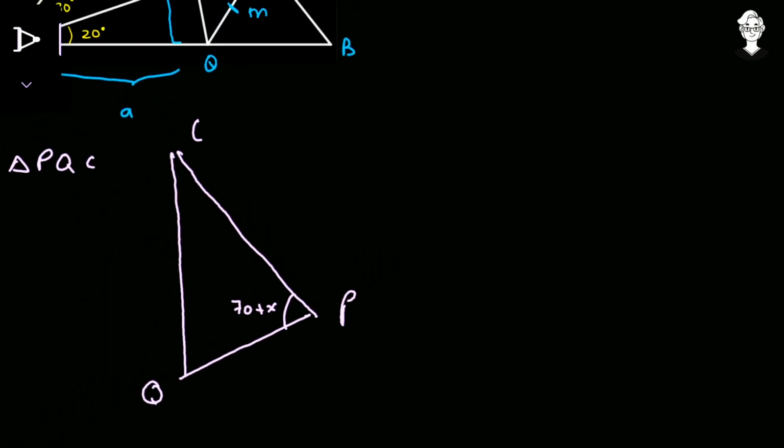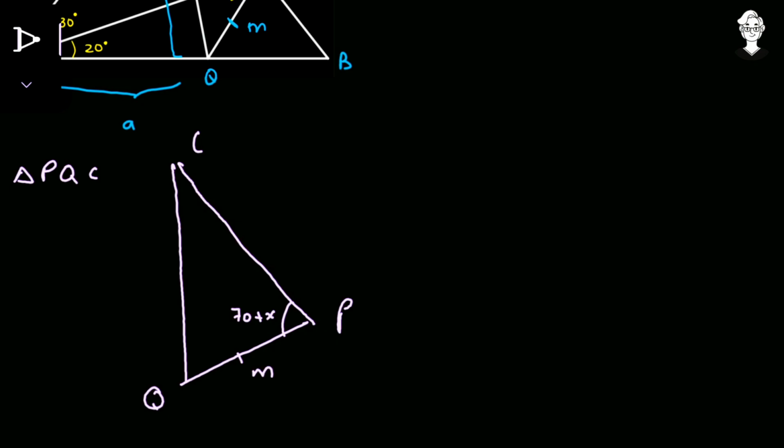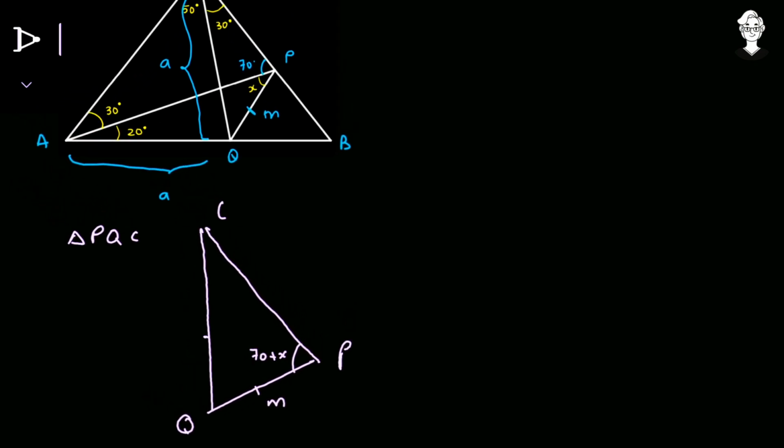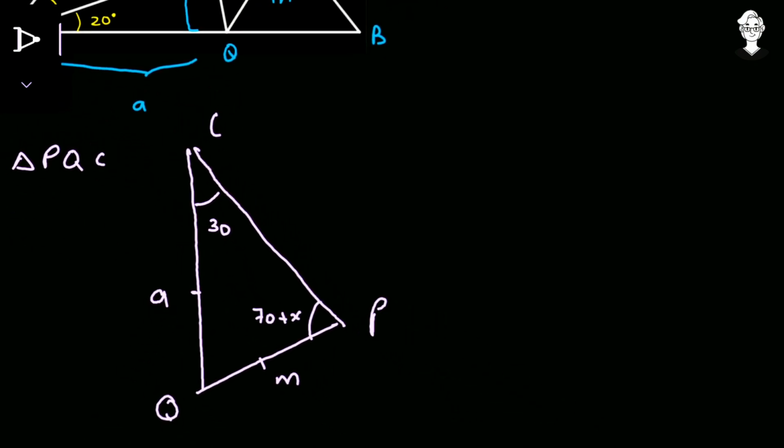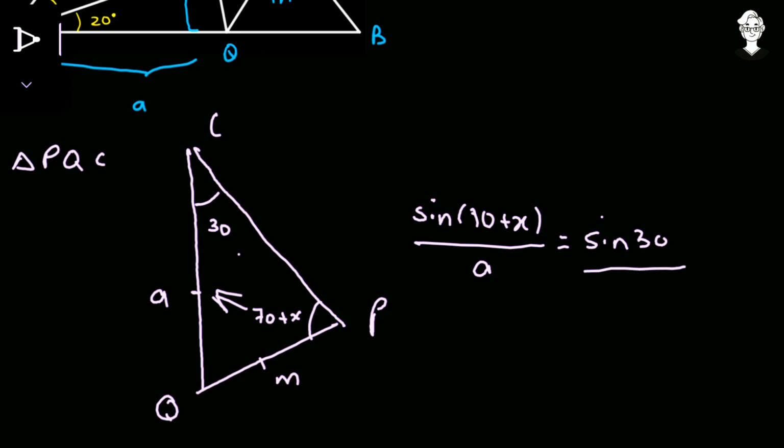Yes, PQ we have marked with a length equal to M, and CQ has a length equal to A, and this angle in that particular triangle is equal to 30 degrees. So we can use the sine rule. According to the sine rule, sine of 70 plus X upon its opposite side, that is A, would be equal to sine of 30 upon its opposite side. Opposite to 30 is M. So this is what we have got.